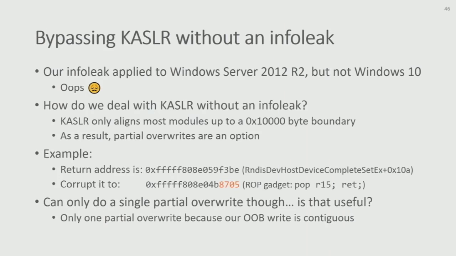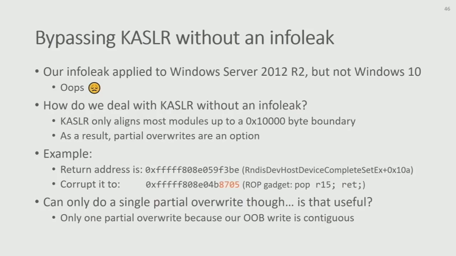Except we're not. As it turns out, the info leak is awesome, but it only worked on older versions of Windows. At the time, that was Windows Server 2012 R2. We were actually targeting Windows 10, so oops, let's find something else. And that other method that we're going to talk about does not include a new vulnerability. It's just a way of dealing with KASLR without finding a new bug.